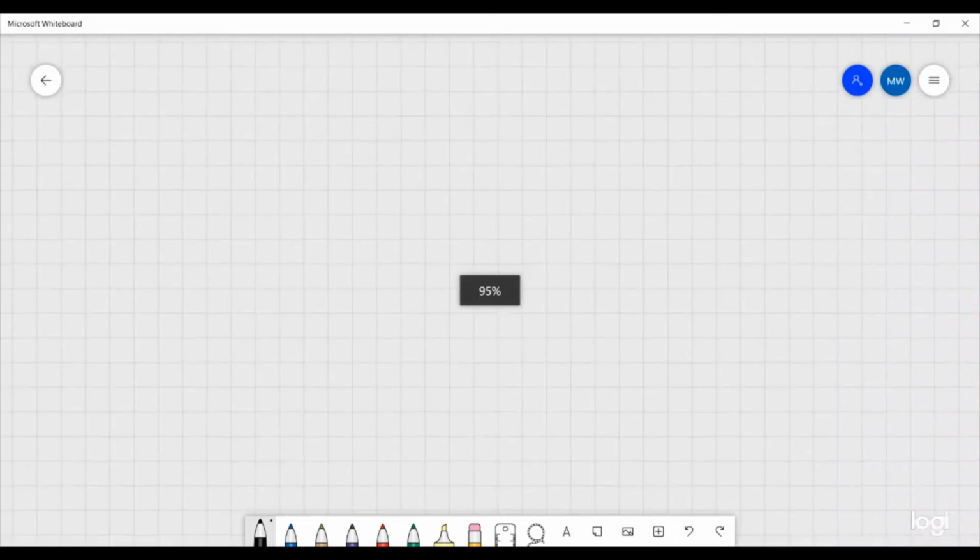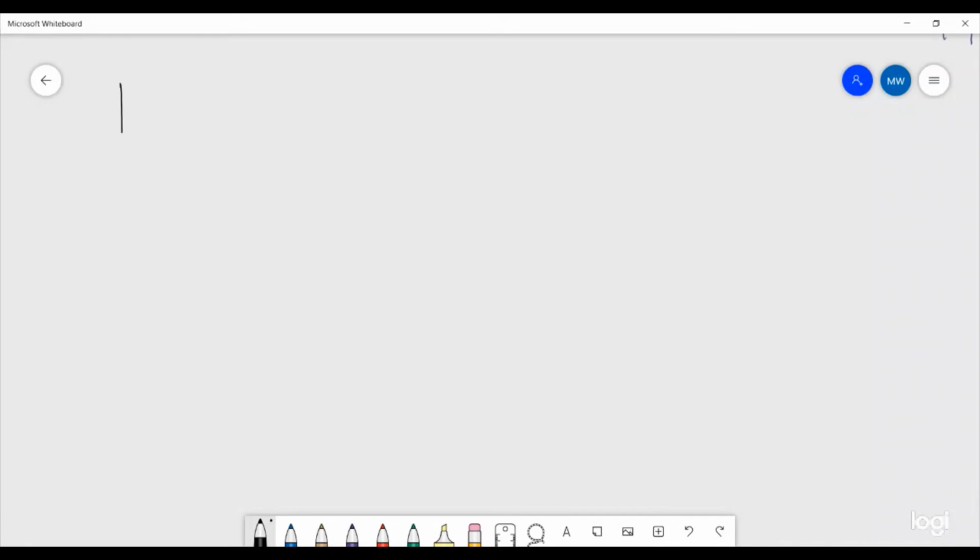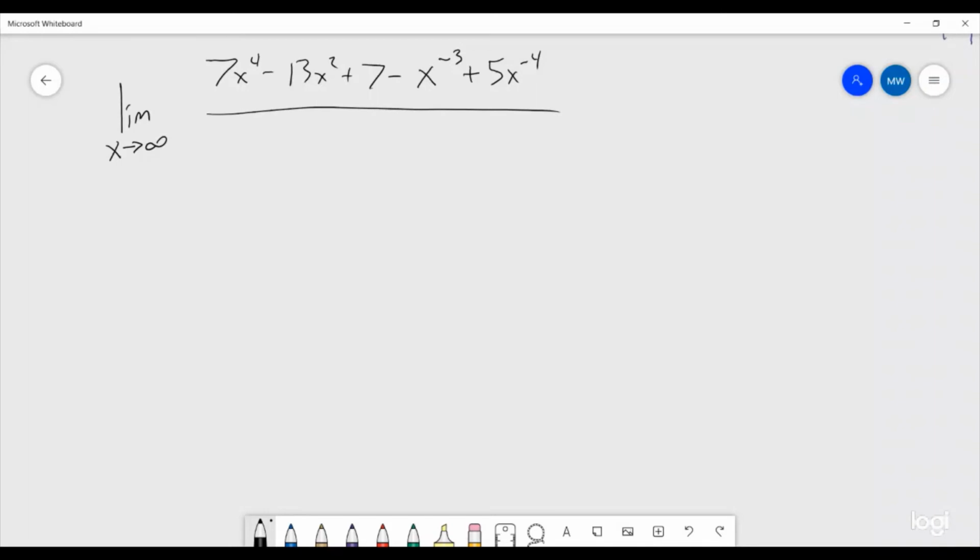So let's look at the limit as x goes to infinity of (7x to the 4th minus 13x squared plus 7 minus x to the negative 3 plus 5x to the minus 4) all over (x plus x squared plus x cubed plus x to the 4th). Let's try and figure out what this limit would be. Now, this is not something we want to even attempt with epsilon-M arguments. This is just going to be too complicated.